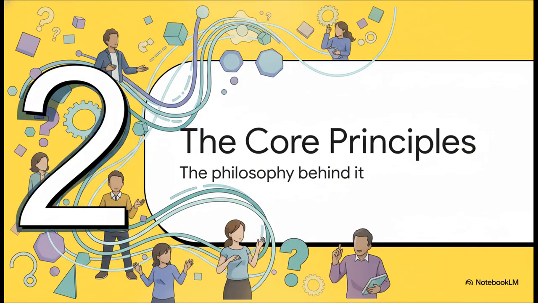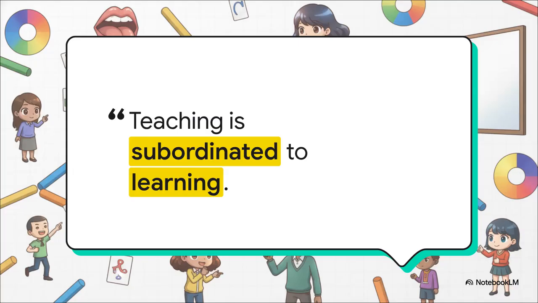Okay, so what's the philosophy here? Why all the silence? Let's get into the core principles that drive this whole method. This one quote from Gattegno really says it all. Teaching is subordinated to learning. What that means is, it doesn't matter how brilliantly a teacher explains something. The only thing that matters is what the student actually learns and discovers for themselves. The teacher is just there to provoke that learning.